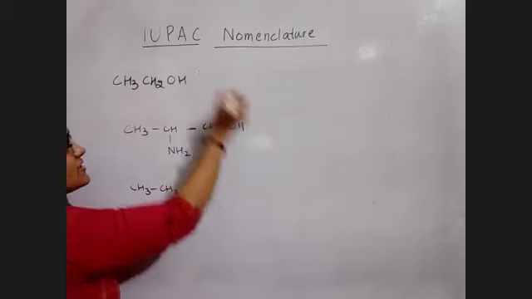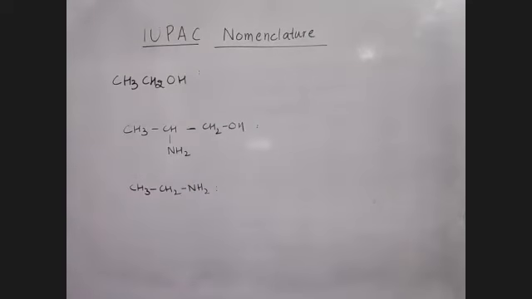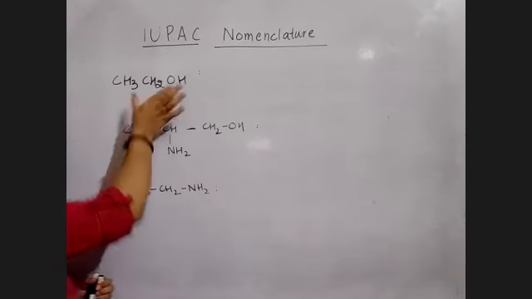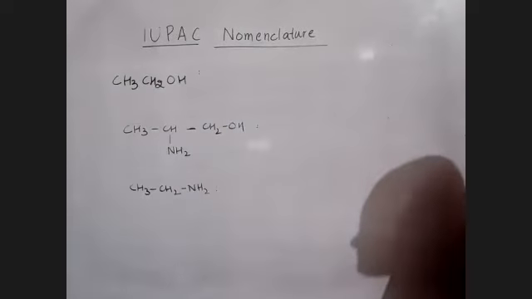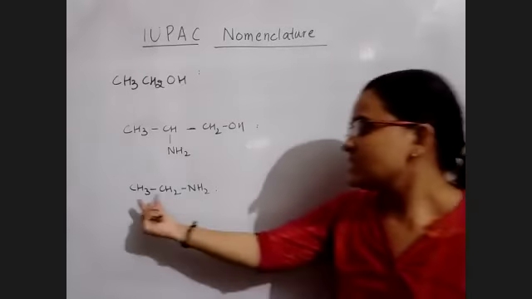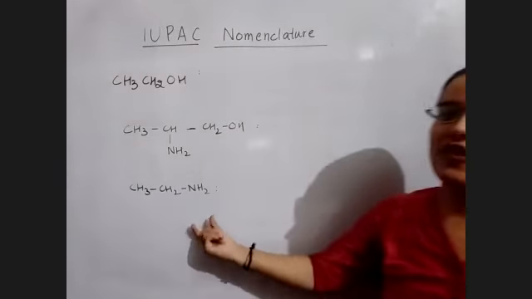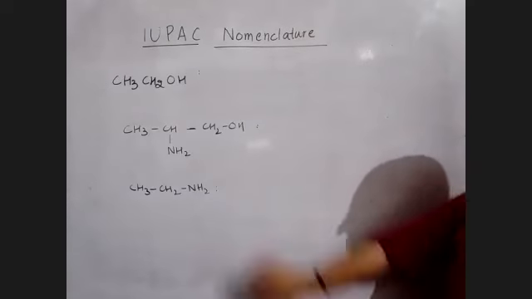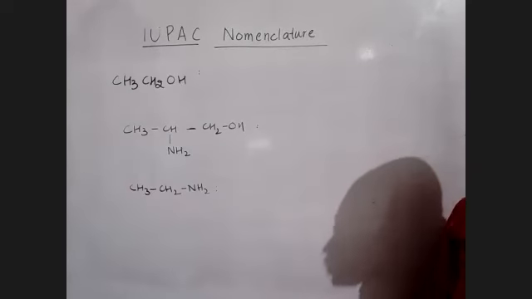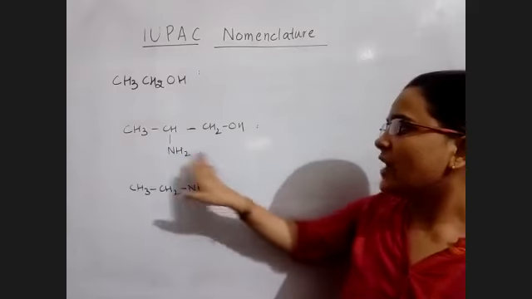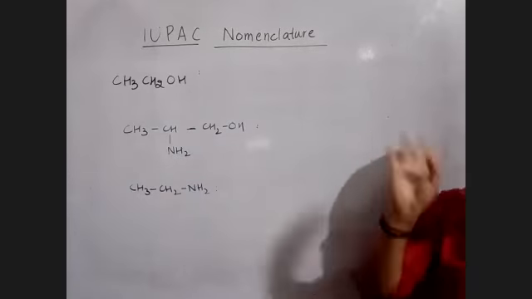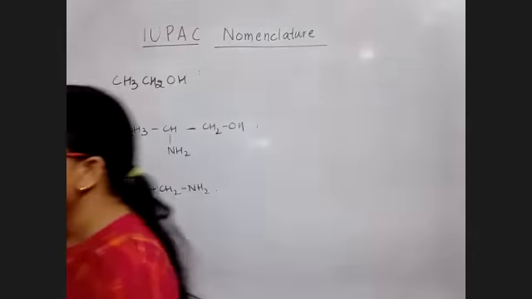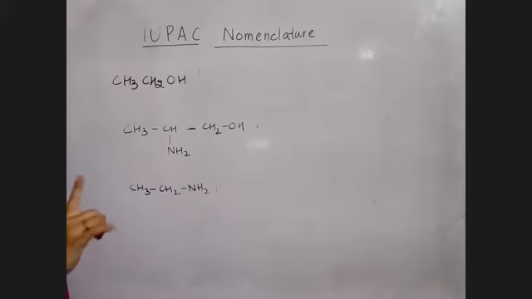I have written three structures on the board. How many functional groups does the first one contain? CH3, CH2, OH. It contains only one functional group. CH3, CH2, NH2. How many functional groups does the second one contain? Only one. And the third structure contains two functional groups. If only one functional group is present, then you will use secondary suffix.